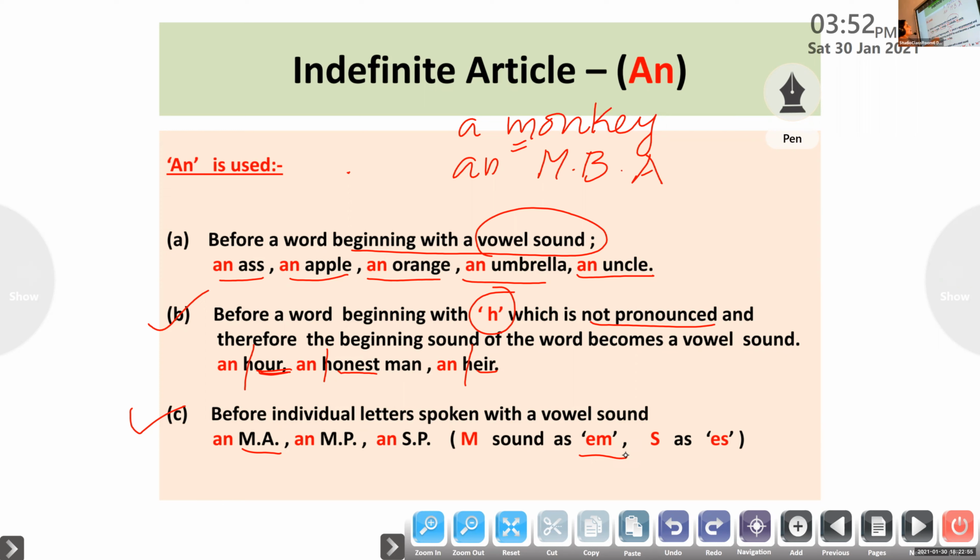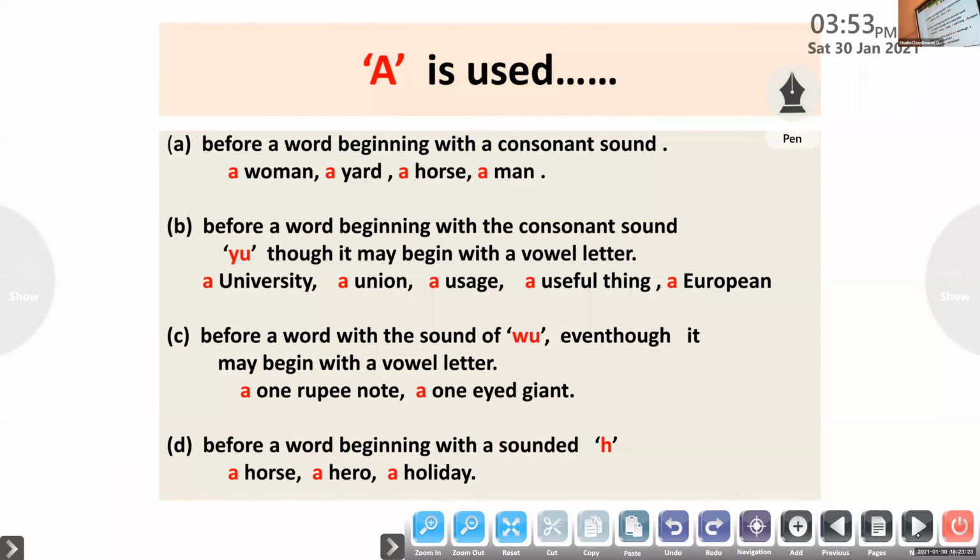Here also the sound is actually 'es'. It is not 'sirp', it is actually SP. So the sound is also S, E, S, which is starting with a vowel sound. So we have to use 'an' before these individual letters spoken with a vowel sound. This is very important. Please note this down. Now let us see the use of A.